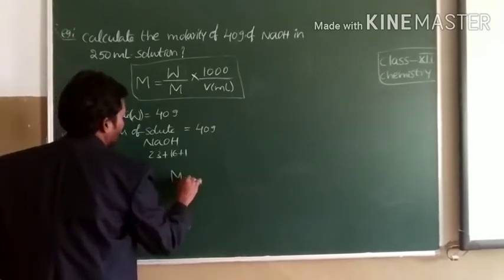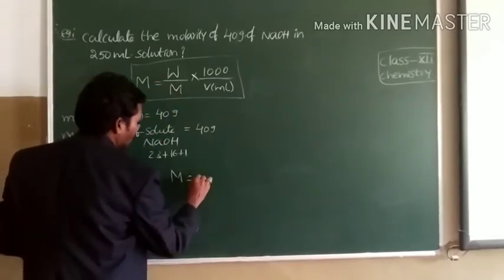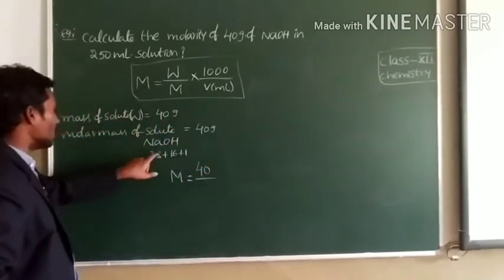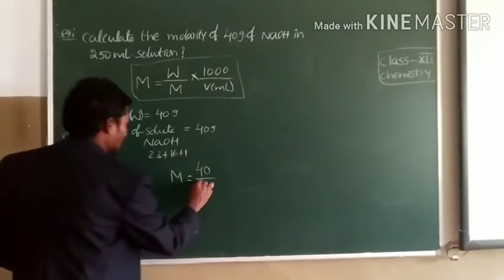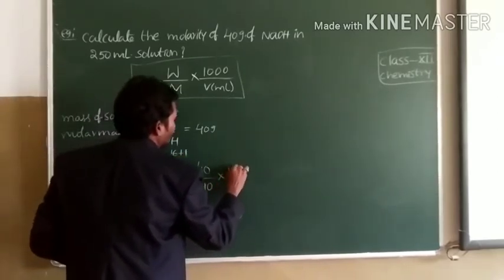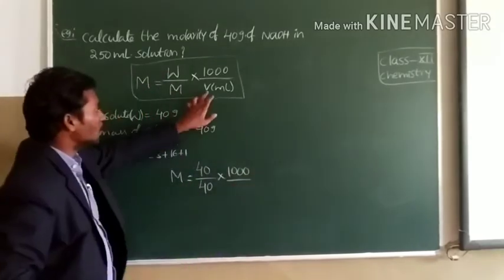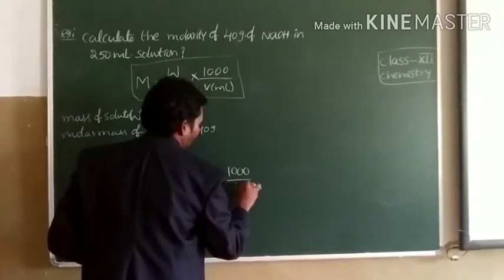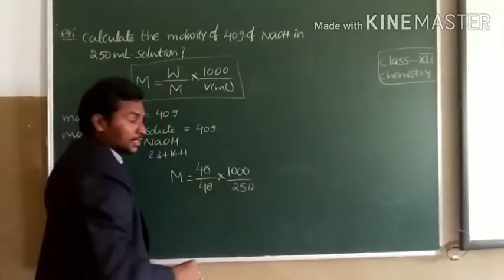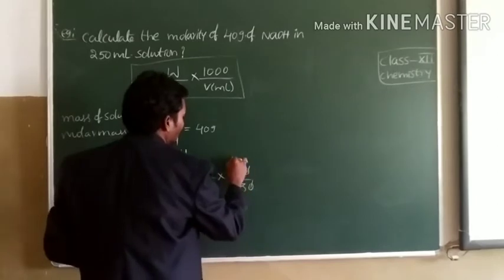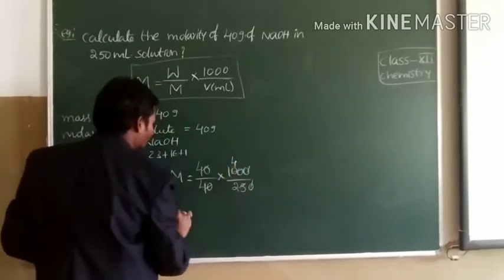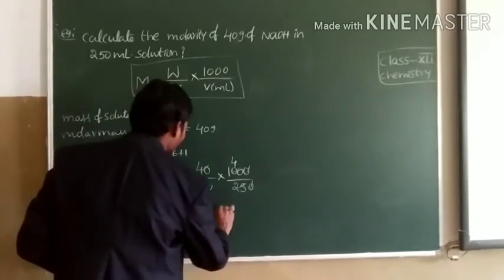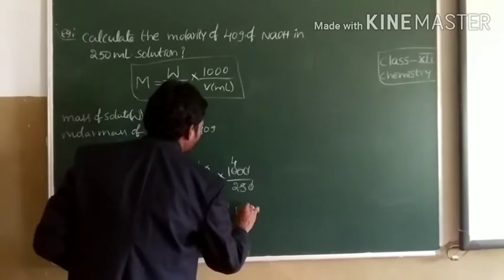Molarity M is equal to the weight of sodium hydroxide, 40 grams, by the molar mass of sodium hydroxide, also 40, into 1000 by the volume of the solution. What is the volume of the solution here? 250 ml. So 250. Here 40 gets cancelled, 0 gets cancelled. 4 fours are 100 over 25, so molarity M is equal to 4 mole per liter.